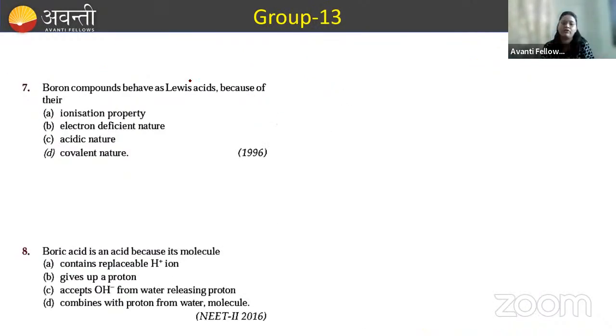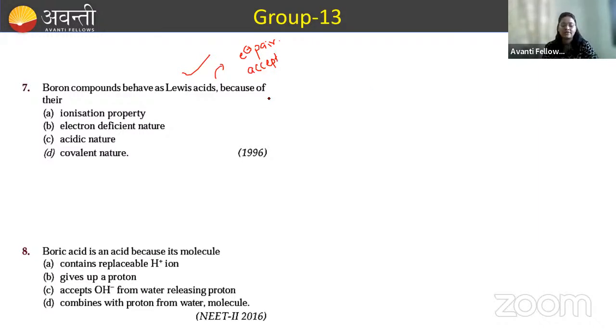Next problem: boron compounds behave as Lewis acid because of their what? Why do they behave as a Lewis acid? What is the property of a Lewis acid? Everyone, can you tell me? Electron pair acceptor or electron pair donor? Lewis acids are what? They accept the electron pairs. That's why they are known as Lewis acids.